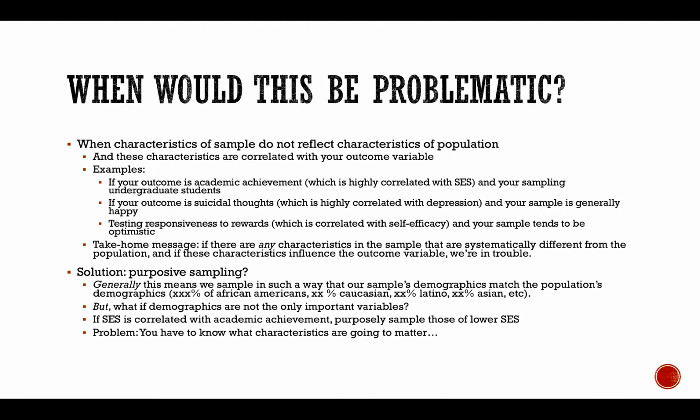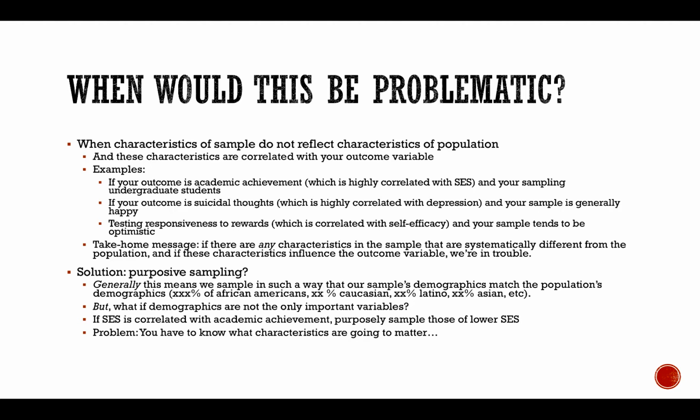So when would this be problematic? Or in other words, when would it be problematic that we have convenience samples? Well, first of all, when characteristics of the sample do not reflect characteristics of the population, and let's say these characteristics are correlated with your outcome variable.